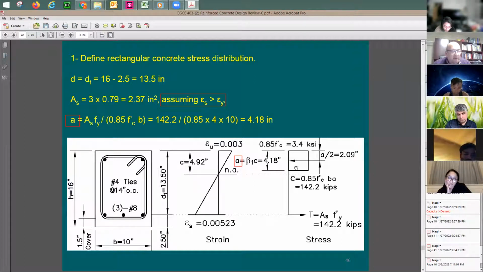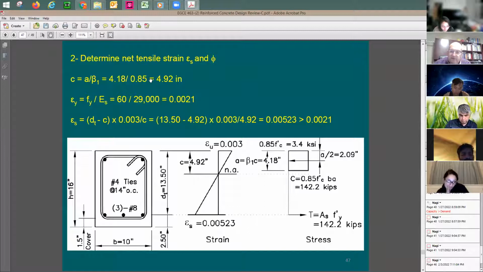Now, if you calculate out the compression out of this equation, it is going to be the same as this tension force. They are equal to each other, which is good. Now, I know the neutral axis depth, which is this c, is going to be equal to this a divided by beta 1. So my next step is to solve for the neutral axis depth. Your beta 1 here is equal to 0.85.